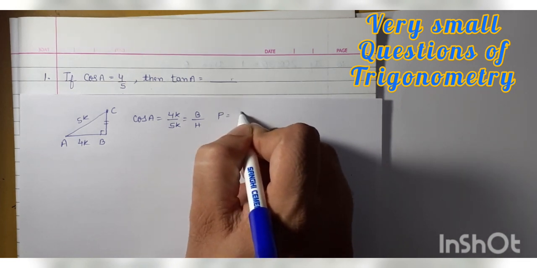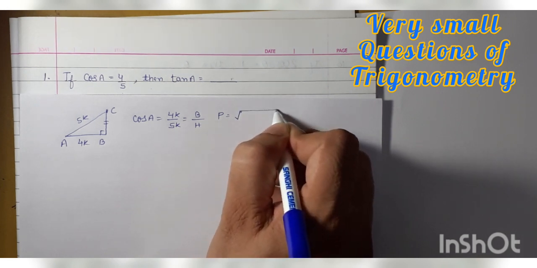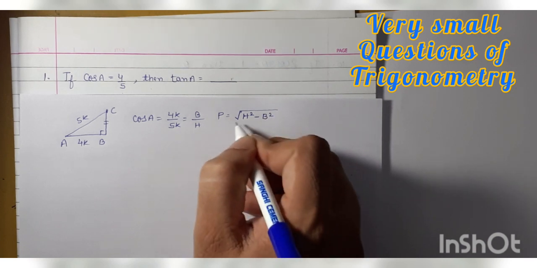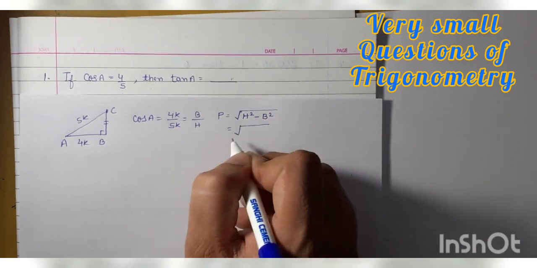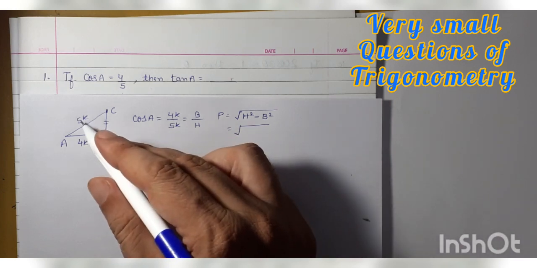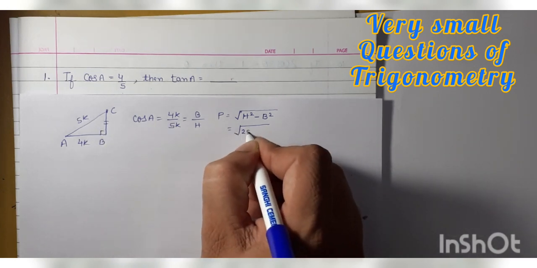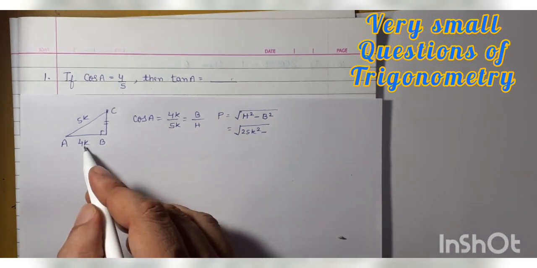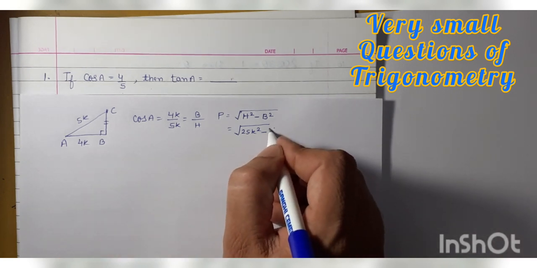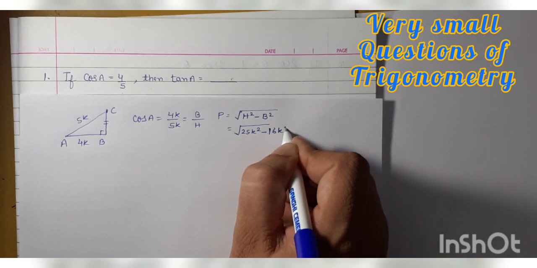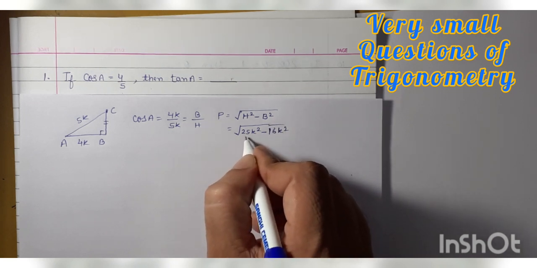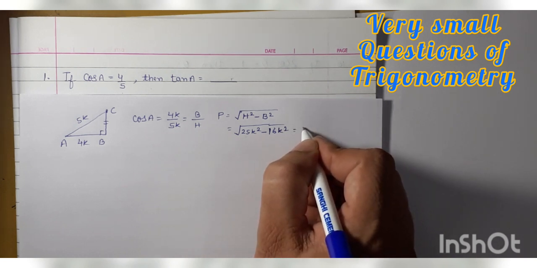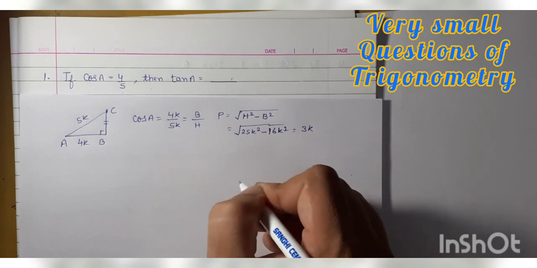P square is equal to h square minus b square. I am taking out direct p. Okay, under root h square minus b square. What is h square? This is 5k whole square, 25k square. And what is b square? B is 4k, whole square. This will be 16k square. So 25k square minus 16k square is 9k square, and square root of 9k square is 3k.